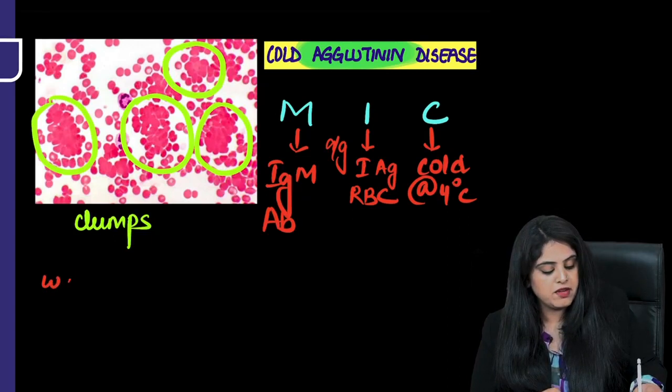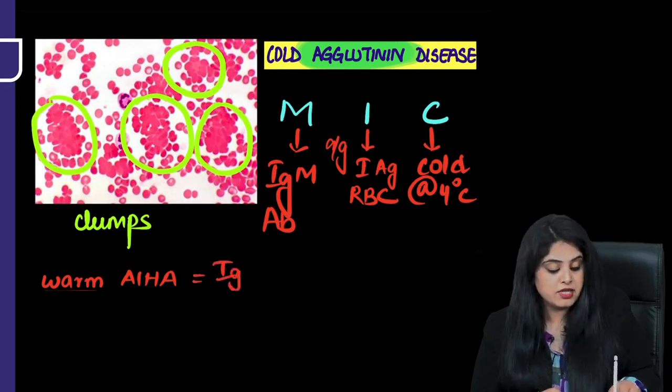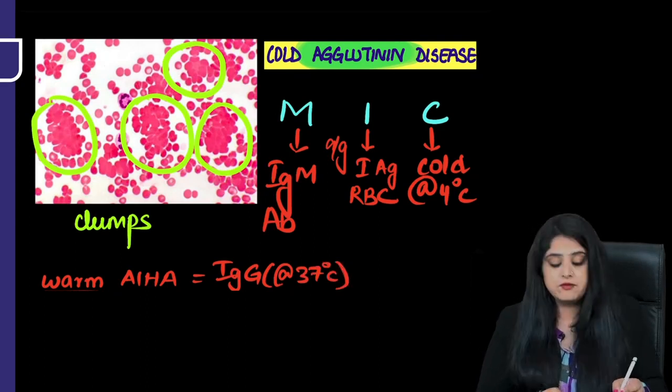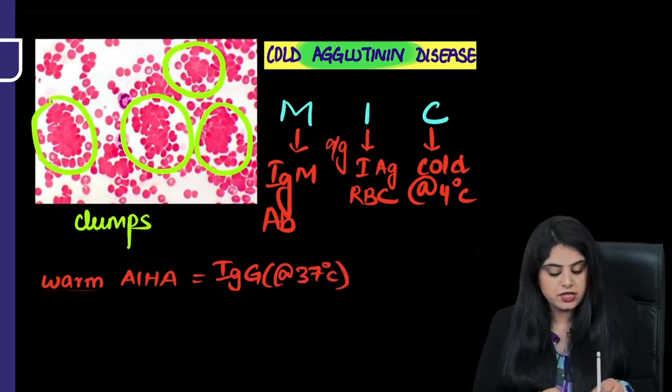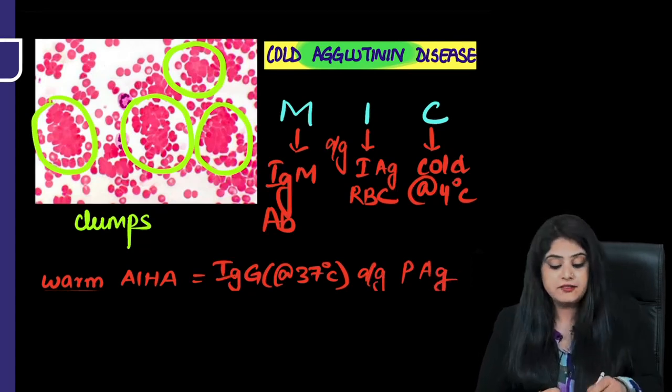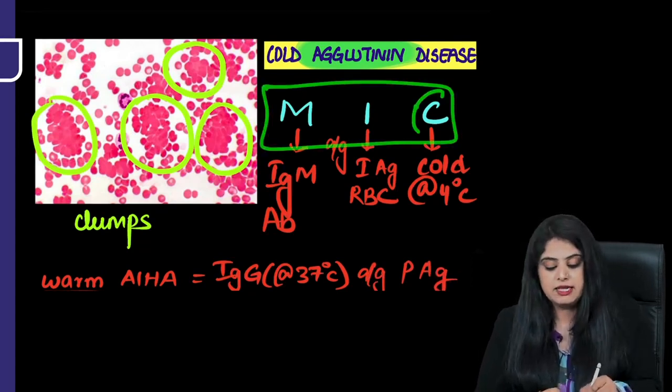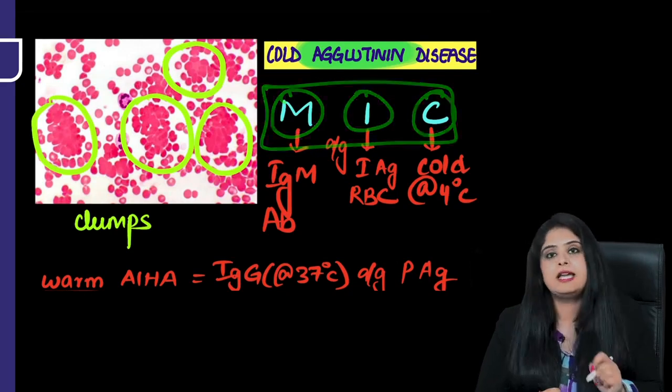The same thing if I would have asked you about warm autoimmune hemolytic anemia. For warm, which antibody is it? It would have been the warm antibody, IgG antibody, and warm means 37 degrees centigrade. That is what you have in warm AIHA. Against which antigen of the red blood cell? Against the P antigen. That is why I gave you a mnemonic Mike. For cold, it is IgM against I antigen.